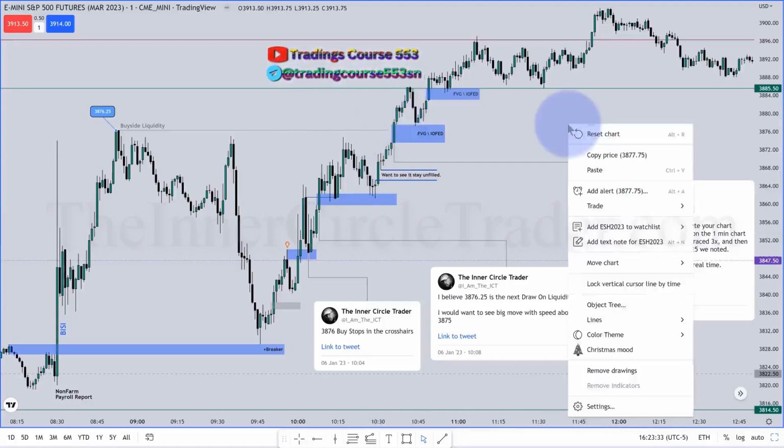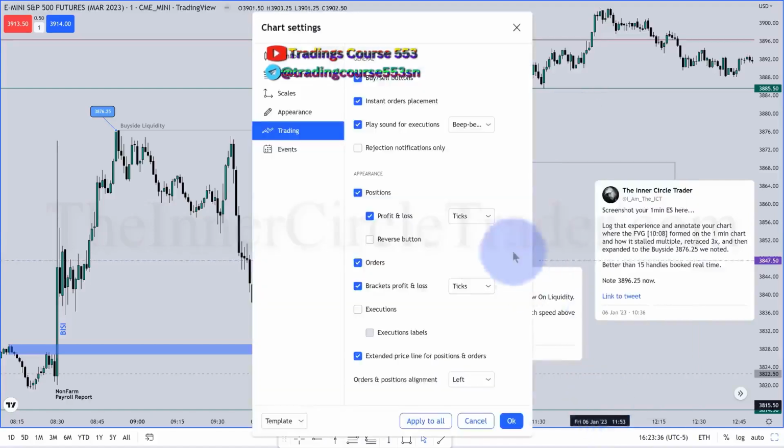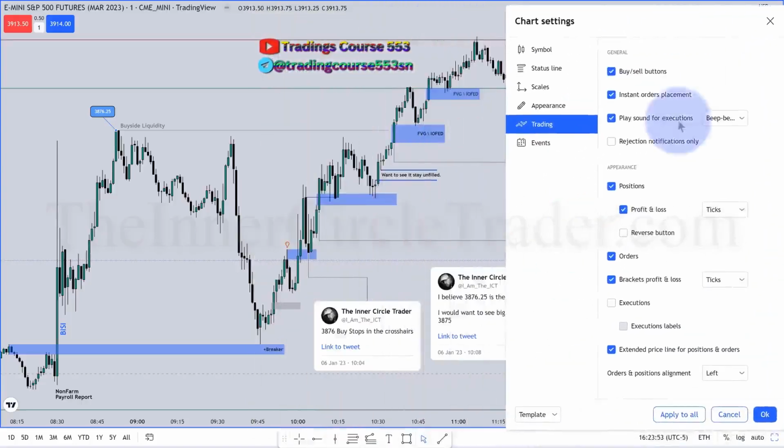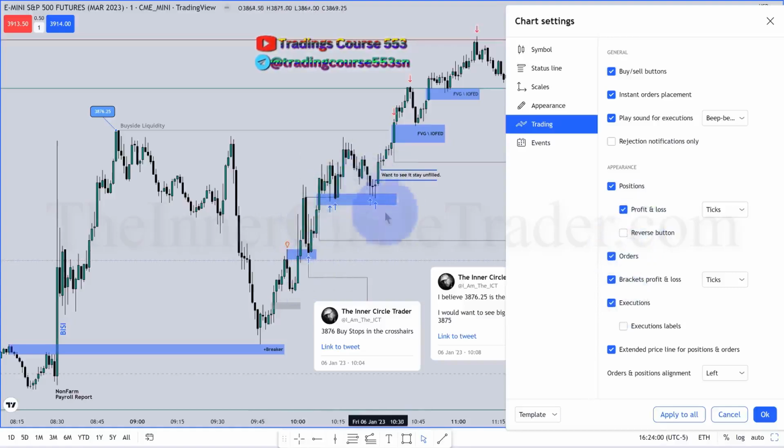And to prove, okay, look over here. There's no executions, right? See any arrows popping up? Okay, now I'm going to move this over. Right in this fair value gap, in this fair value gap, in the bullish order block, reclaimed order block. Want to see it stay open. The partial running above here, the other partial here, and the other partial here.